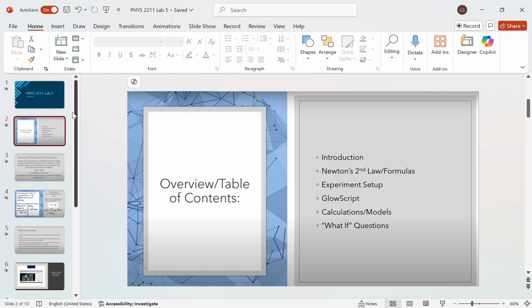Now, just to overview what we will be going through. First, introduction, then we will be covering the physics fundamentals, followed by the experiment setup, then the tracker, then the glow script code, comparing the glow script code to the tracker model, and then some conclusion questions.